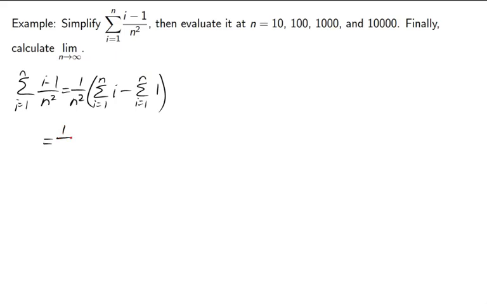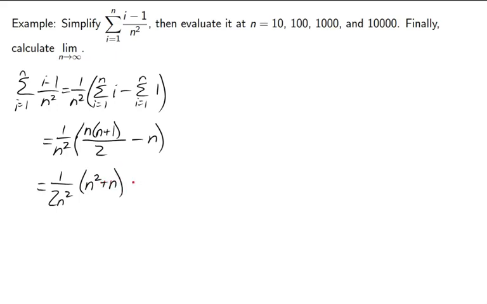So here's what I get. I got a formula for this one. i becomes n times n plus 1 over 2 when added up from 1 to n. And the summation of 1 was just n. So if we write that out, I'm going to write 1 over 2n squared times n squared plus n is what was in the numerator. Then 1 over n squared times n would just be another 1 over n.